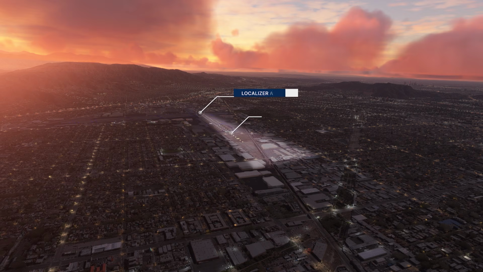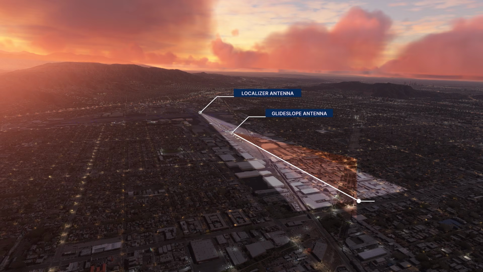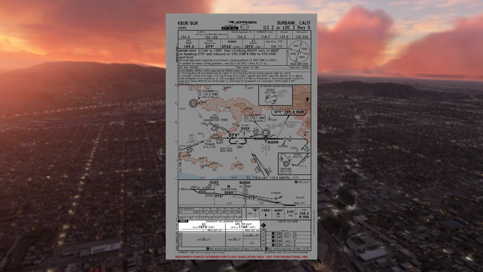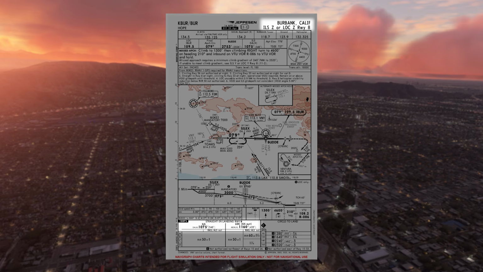An ILS is a ground-based navigation system that uses radio signals to guide the aircraft to the runway. It's a very precise and reliable approach that has been used for decades. Approach plates for ILS approaches show the minimums for decision height, DH, and runway visual range, or RVR, which are essential for safe landings. The minimums are located here on the bottom of the charts.